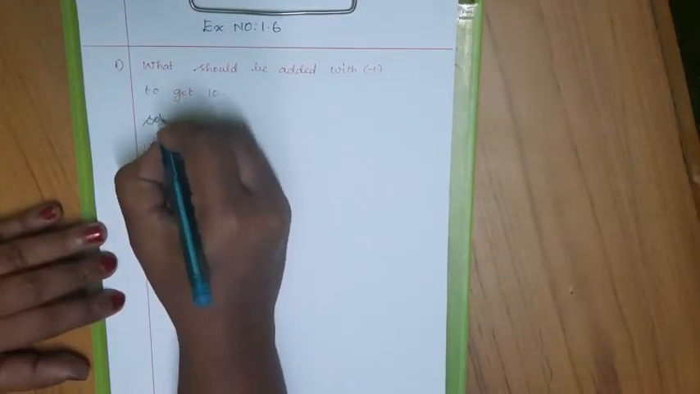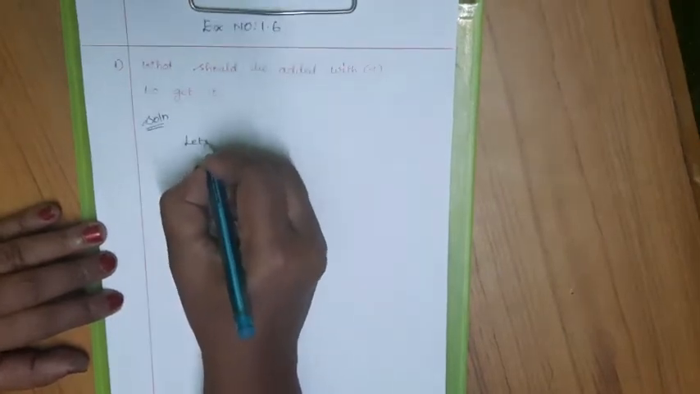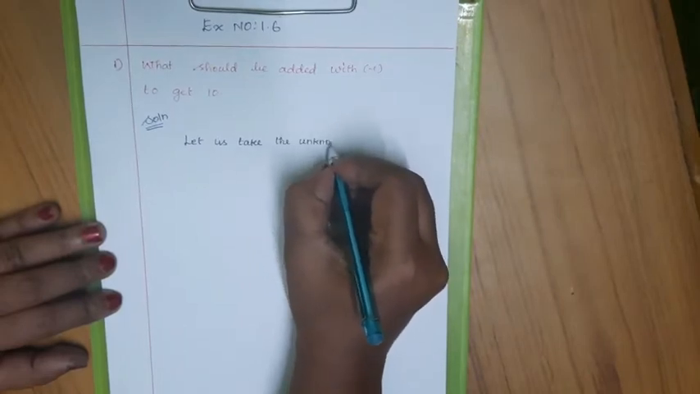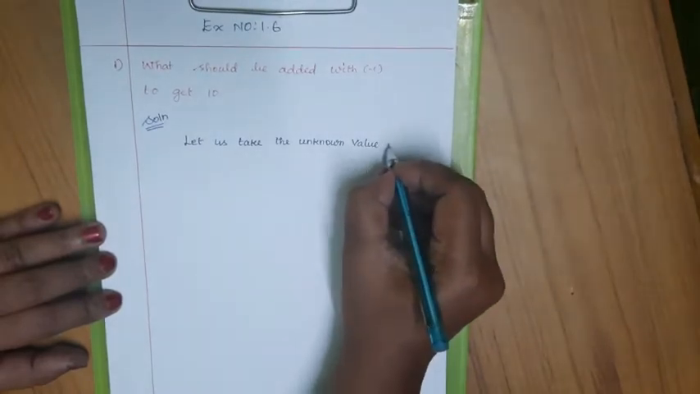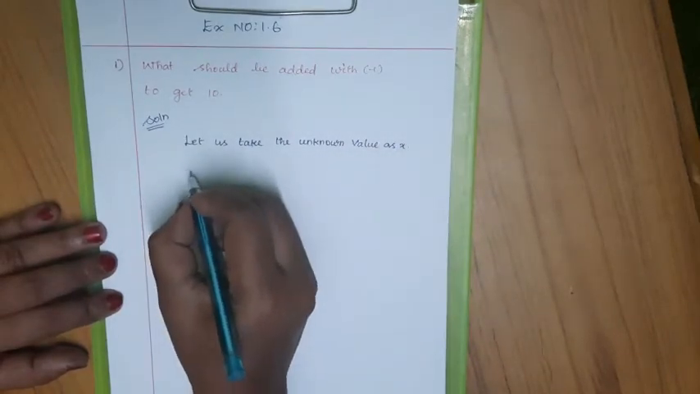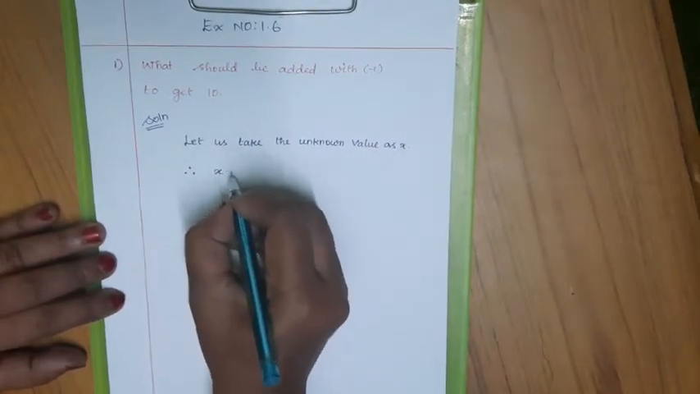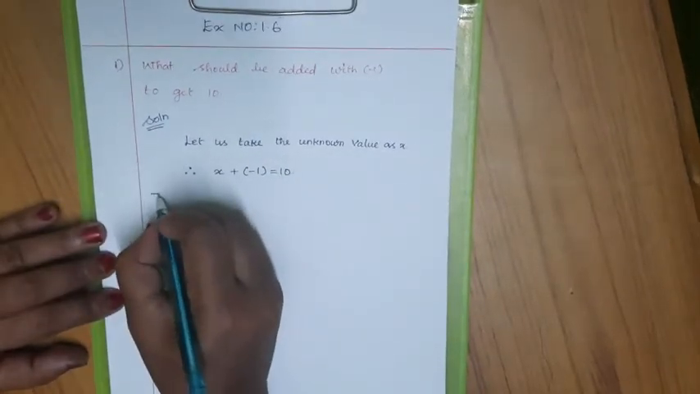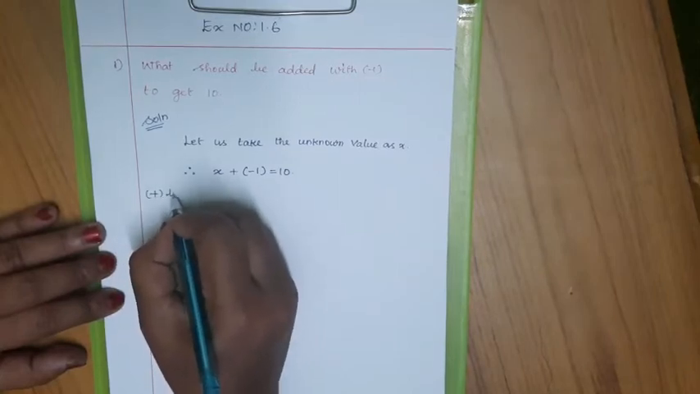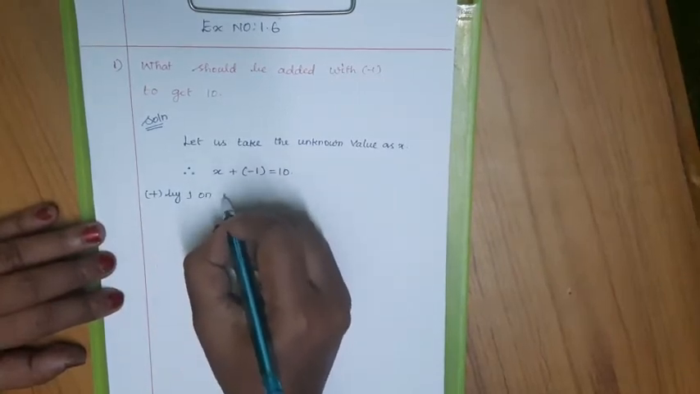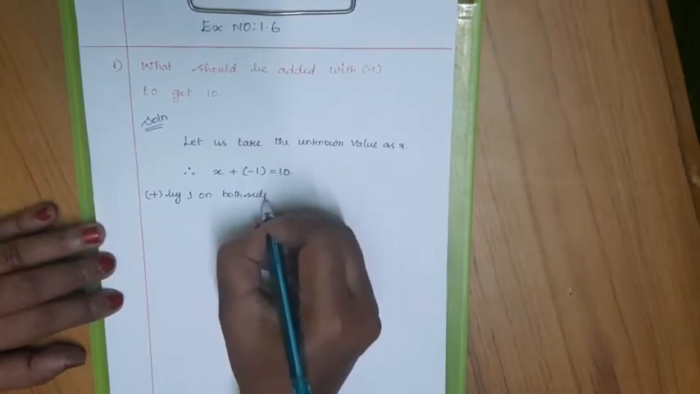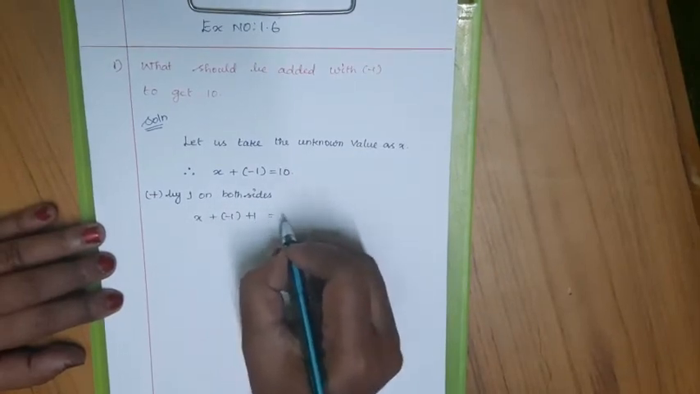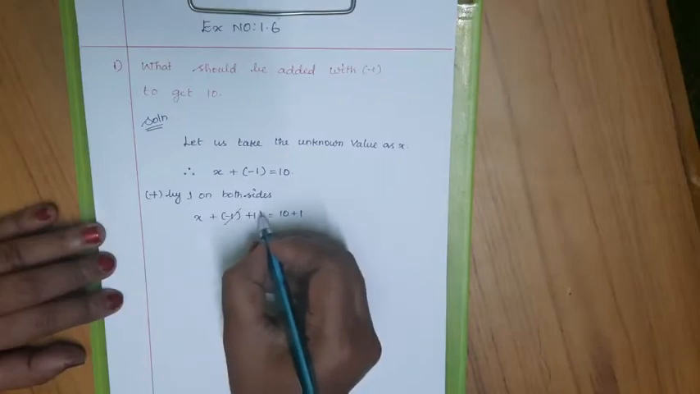First question. What should be added with minus 1 to get 10? To find that answer, let us take the unknown number as x. Therefore, by the given statement, x plus minus 1 is equal to 10. Add 1 on both sides to cancel minus 1 on the left side. x plus minus 1 plus 1 is equal to 10 plus 1.